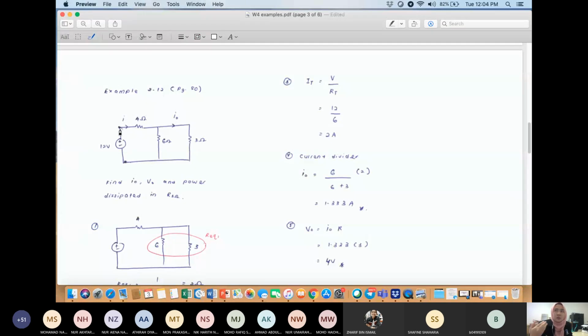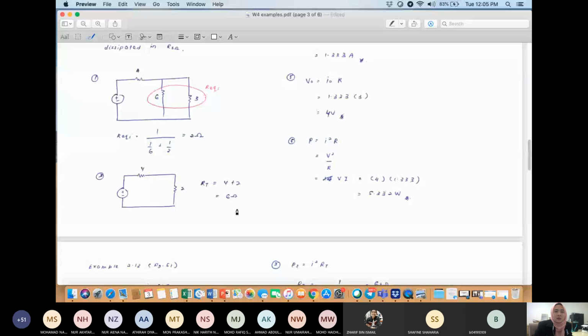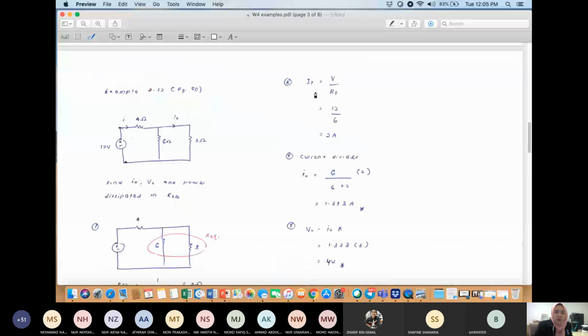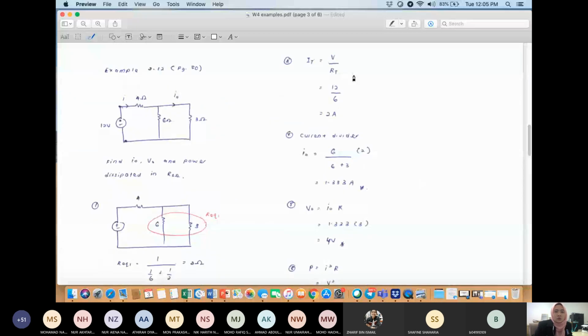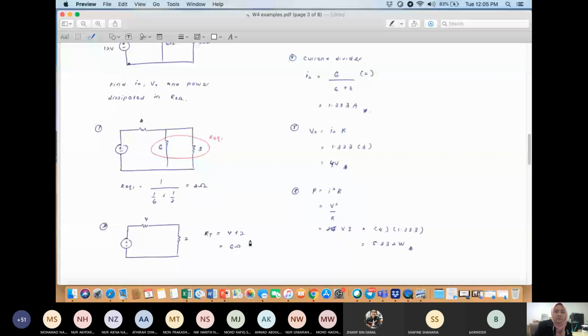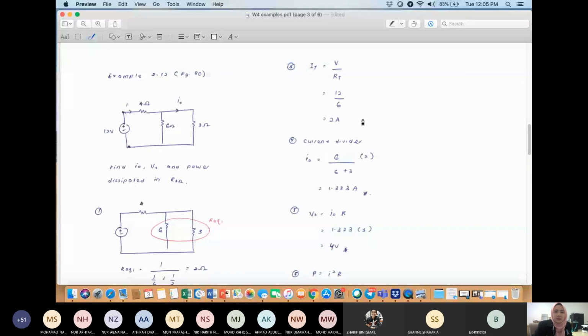The previous example, the source here is the current source. That's why you can directly use the value from the current source. But if the source here is the voltage source and you want to use current divider, you first need to find the I. Okay, I total. I is basically the I total. So because you have calculated the R total, now you can calculate the I total, where I total is V over R total. So the V is 12 volt and then the R total is 6 ohm. So it is equal to 2 ampere.